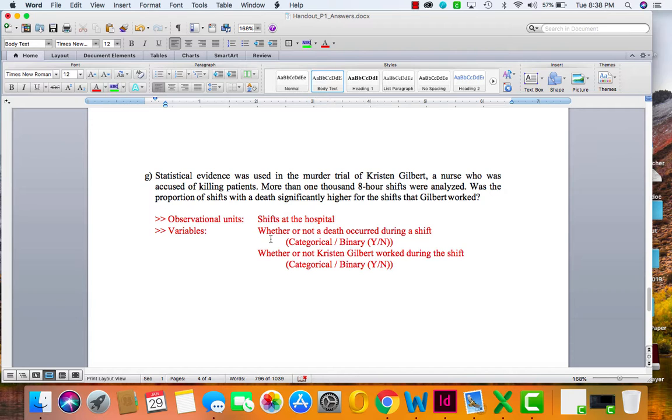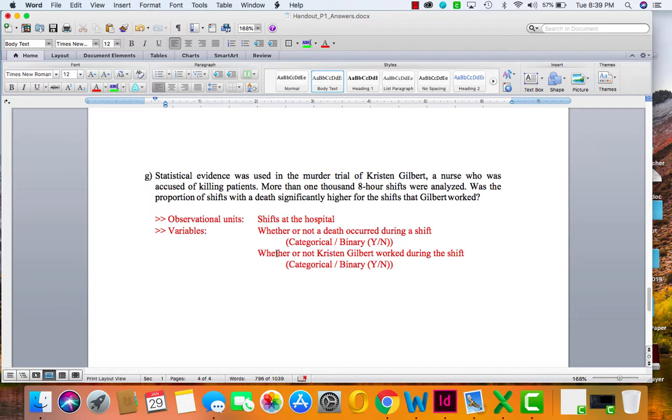I did not make those invisible, but oftentimes you think, well, Kristen Gilbert, we're gathering information from her, but it's not really her. We're gathering information about the 8-hour shifts that were analyzed. More than 1,000 8-hour shifts were analyzed, and then from the shift, data was gathered. That's why, with observational units, I keep saying there is the who or the what. In this case, it's not a who, but a what: 8-hour shifts. So the observational units are shifts at the hospital.